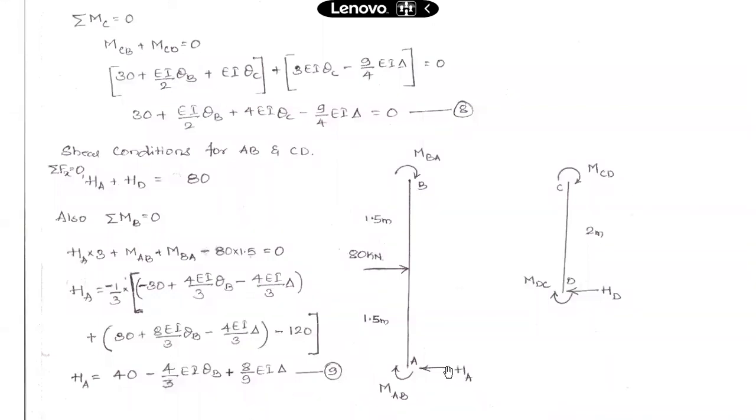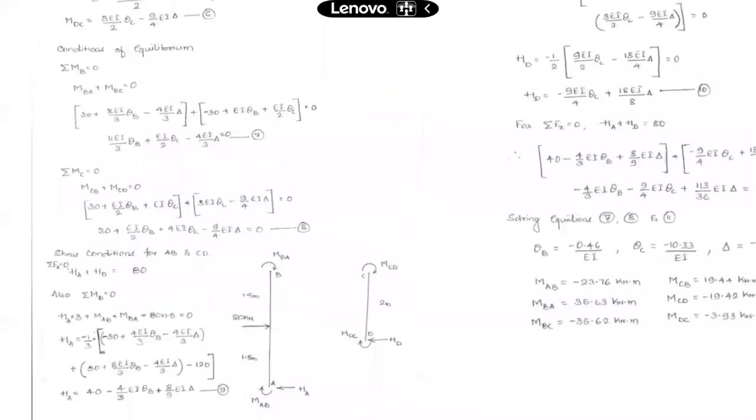So we got an equation for HA in terms of theta B and delta here, right? We'll keep it here. Now we'll move on to the next member, that is CD. Here I'll try to obtain an equation for HD, this horizontal reaction at support D. So what you have to do for that is take moment of all the forces about this joint C. About the joint C, I'll calculate the moment of all the forces and then add them together. That should result in 0. That is what should happen.